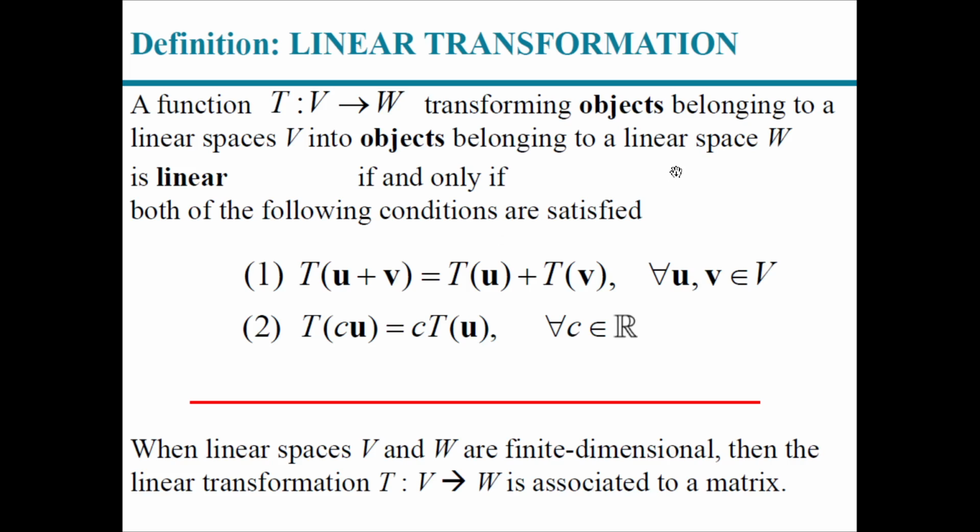Now if we deal with linear transformations, a linear transformation is just a transformation that again transforms objects from linear space V into objects in linear space W, and it satisfies the two linearity conditions. Those are the two linearity conditions that are important. We know that when V and W are finite dimensional spaces, and we are going to work only with those spaces, in that case we have the representation matrix that can be associated with the linear transformation. So that's what we are going to explore.